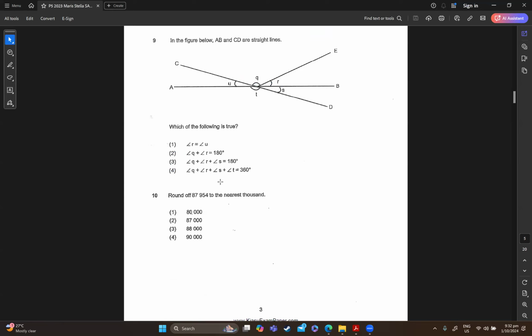Question 10. Round off this number to the nearest 1,000. Okay, observe the 1,000s digit. So it's 7. Then look at the number next to it, 79 approaches 80. So the answer will be 80,000. Okay, option 3.